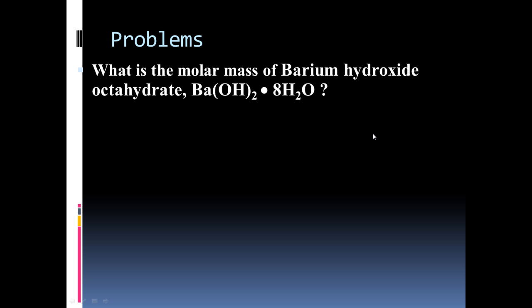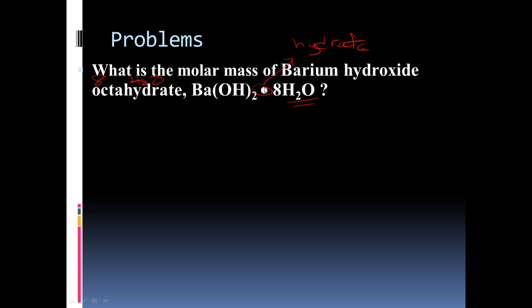Now, the last one's different, okay? What is the molar mass of barium hydroxide octahydrate? And so we've got this symbol here, this dot, okay? And this dot in chemistry typically indicates a hydrate. Okay, so the hydrate is these waters, and the oct in the octahydrate means 8 waters.